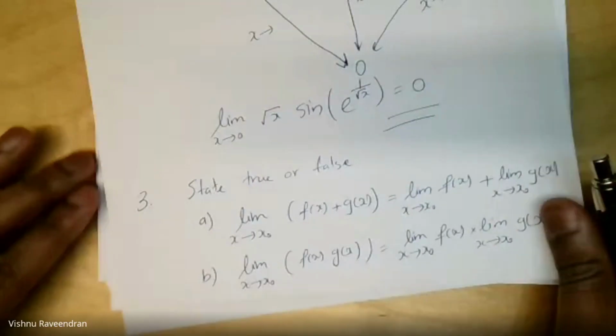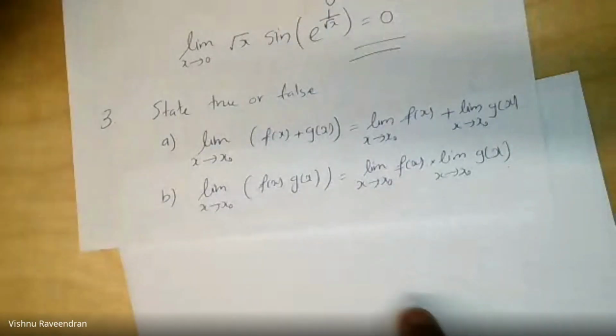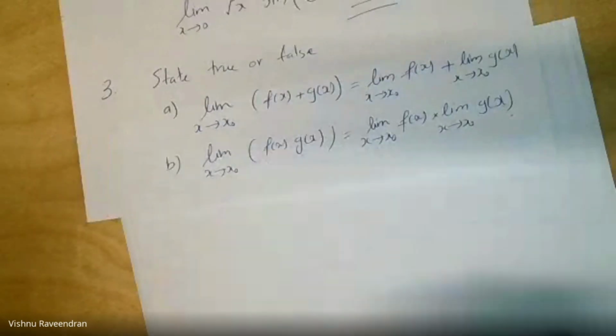If the limit exists, then only we can say it like that, no? Yeah. It's not given that the limit exists. Yes, exactly. But can you construct a counterexample for this? Two functions which do not satisfy this condition.